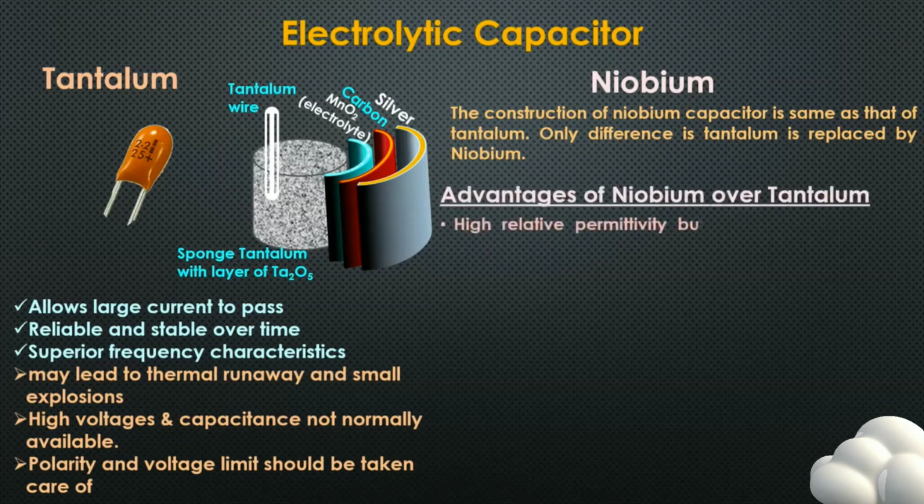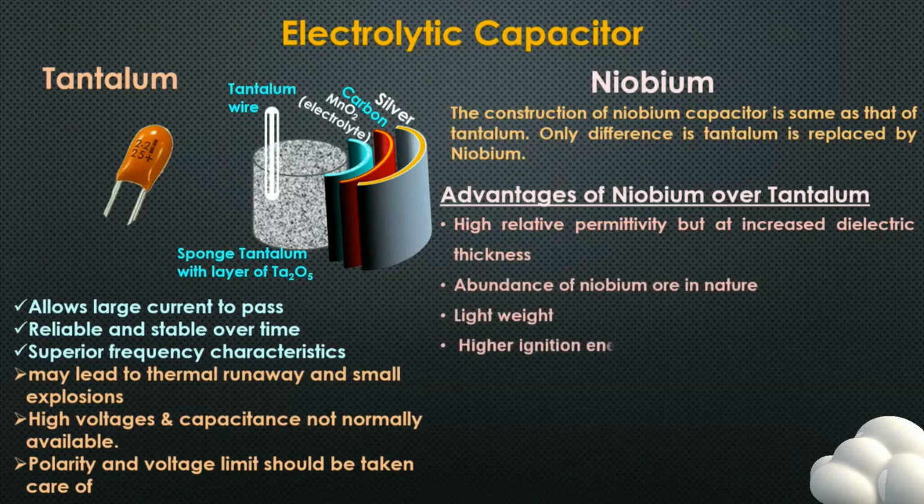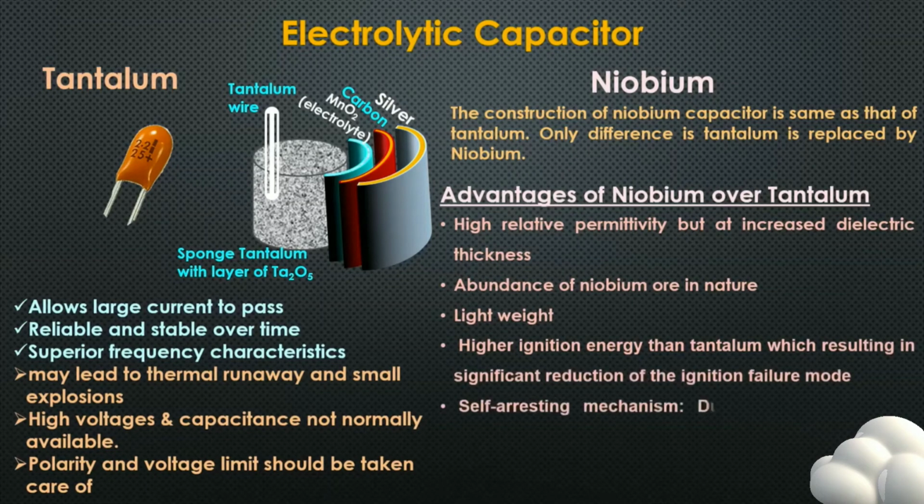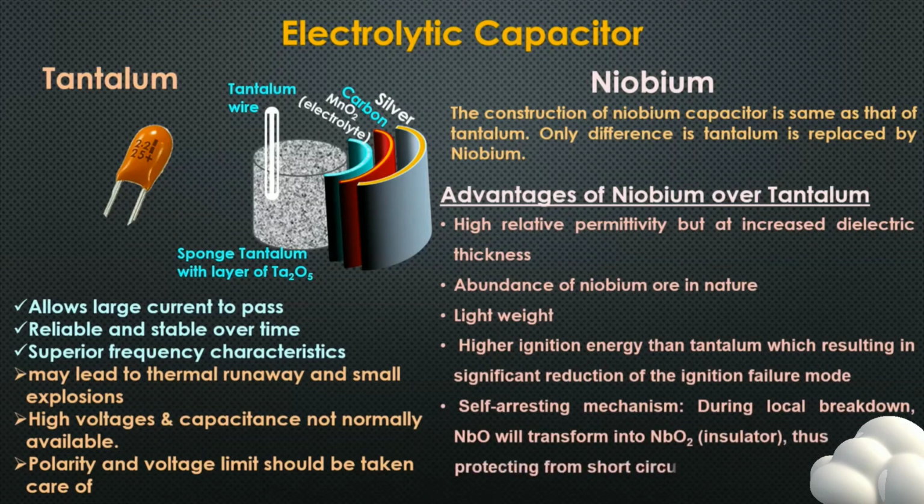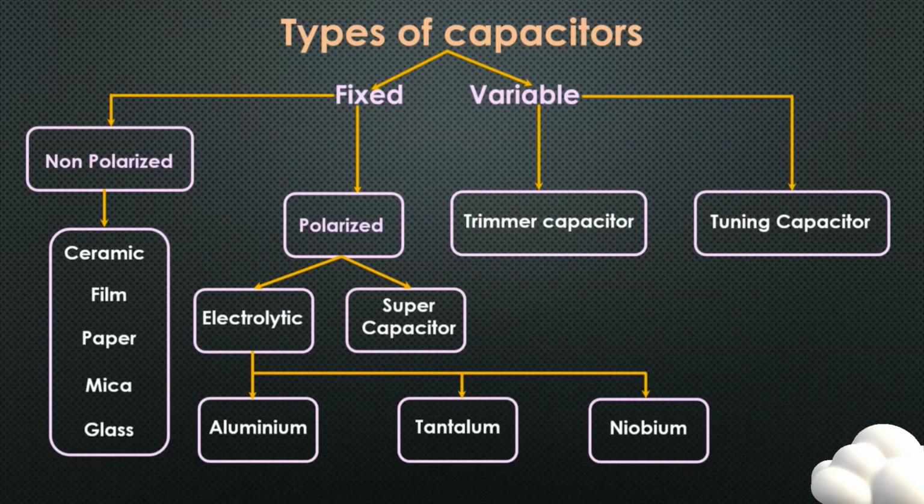The second one is niobium. The construction of niobium capacitor is same as that of tantalum. The only difference is tantalum is replaced by niobium. The advantage of niobium over tantalum is high relative permittivity, but at increased dielectric thickness. Niobium is abundant in nature, lightweight, and has higher ignition energy than tantalum, resulting in significant reduction of ignition risk, and a few more characteristics.